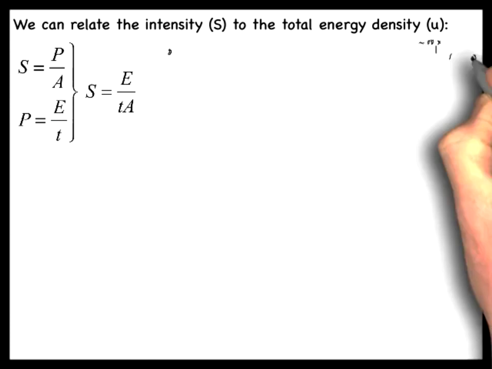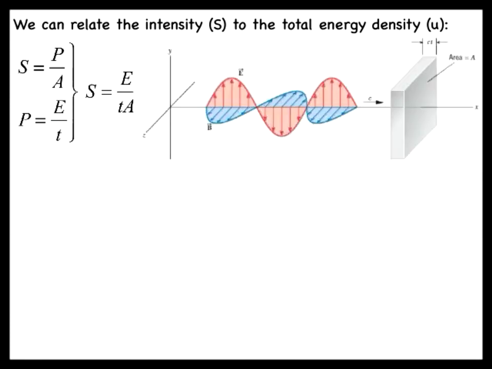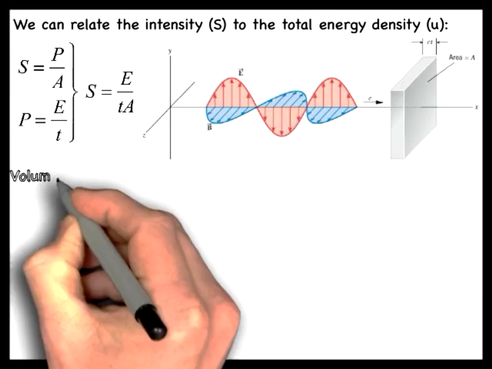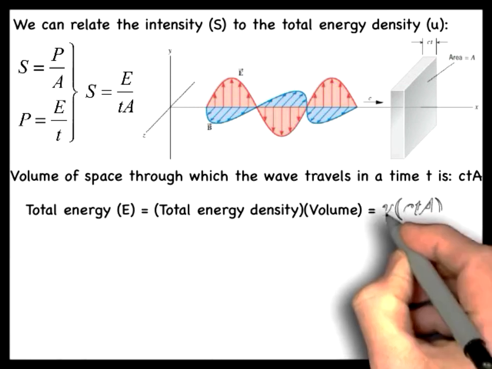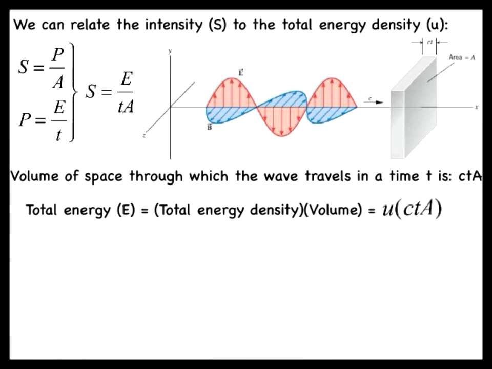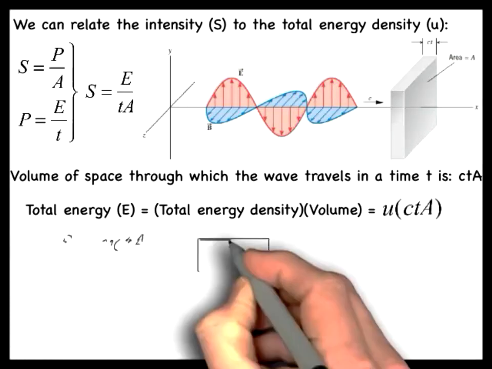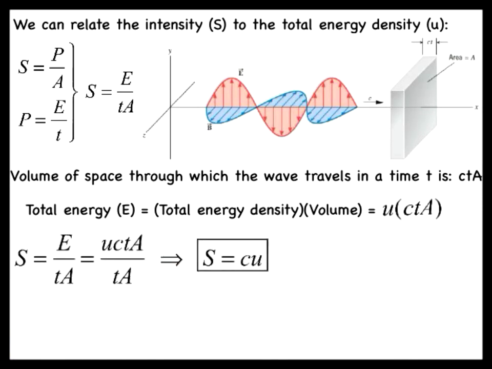Consider now the following figure, which shows an electromagnetic wave traveling in a vacuum along the x-axis. In a time t, the wave travels the distance c times t as it passes through the surface of area A. Consequently, the volume of the space through which the wave passes is c times t times A. The total, electric and magnetic, energy in this volume of space is given by the following. We can make this substitution into our expression for the intensity, which shows the intensity is simply related to the total energy density by the speed of light.